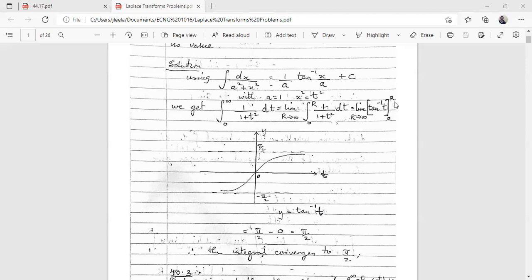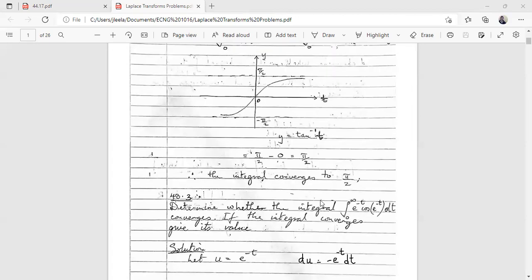So R here, remember, is the upper limit approaching infinity. Therefore, you're going this way along the t-axis, so it will get closer and closer to pi over 2. So the limit would be pi over 2, right? And then when you plug in 0, because you have to subtract tan inverse 0, tan inverse 0 is 0, since the graph goes through the origin. So pi over 2 minus 0 is pi over 2. Pi over 2 is a finite value, therefore the integral converges to pi over 2, right?